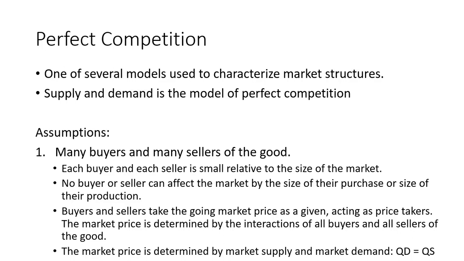First, there are many buyers and many sellers of the good. Each buyer and each seller is small relative to the size of the market. No buyer or seller can affect the market by the size of their purchase or size of their production. Buyers and sellers take the going market price as a given, acting as price takers. The market price is determined by the interactions of all buyers and all sellers of the good.